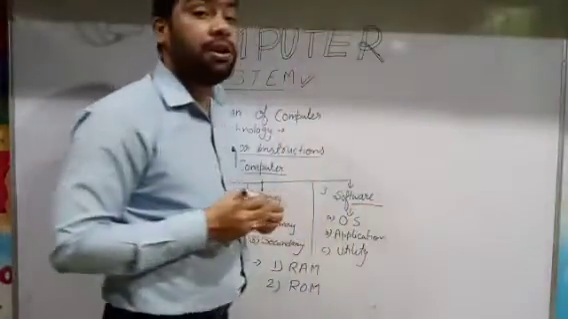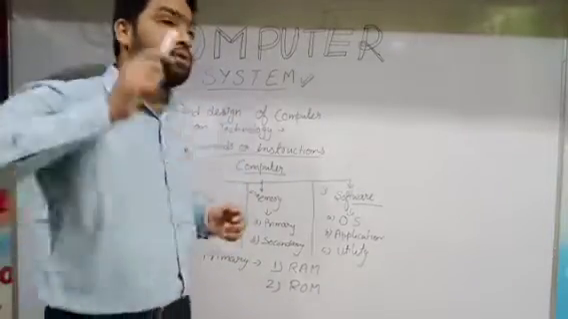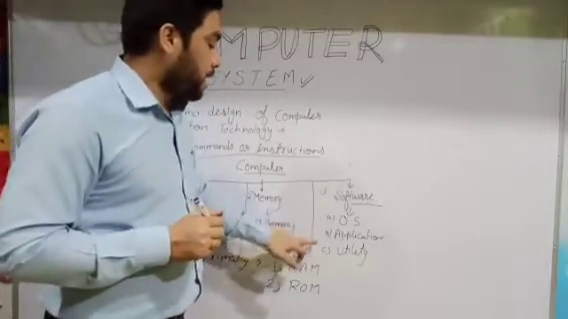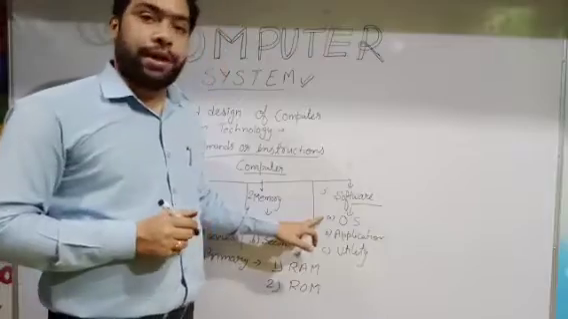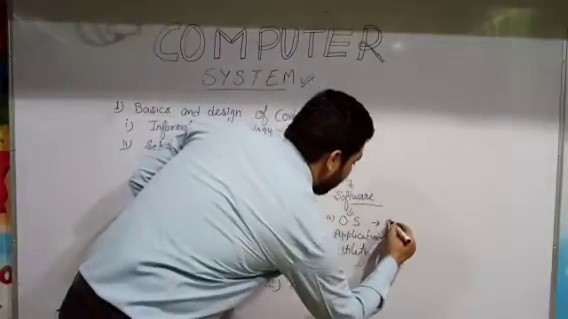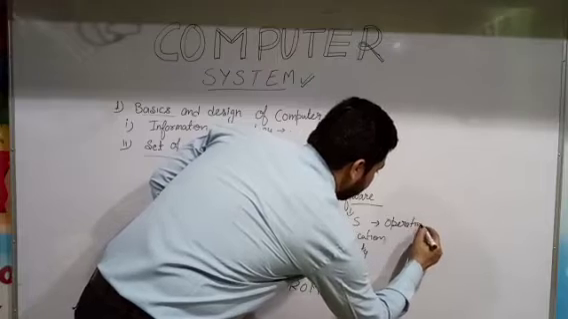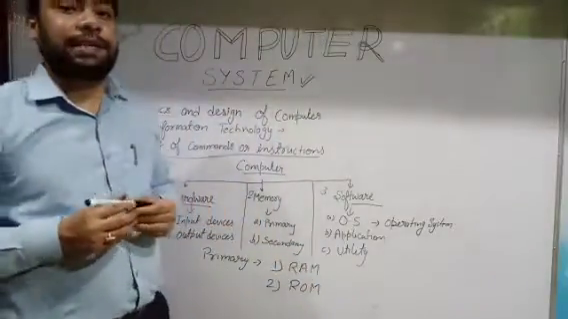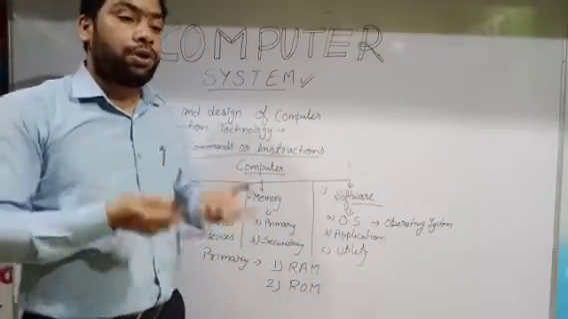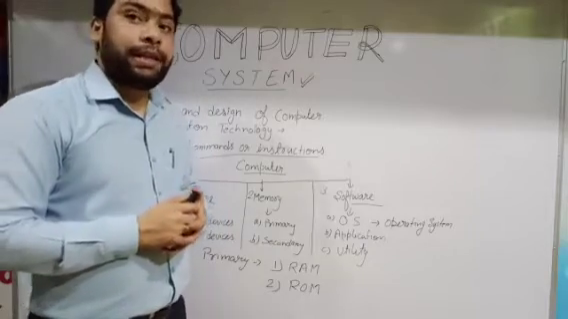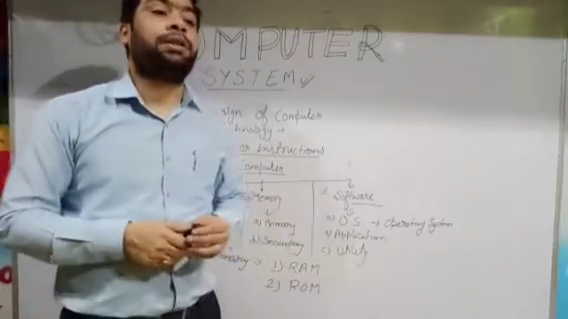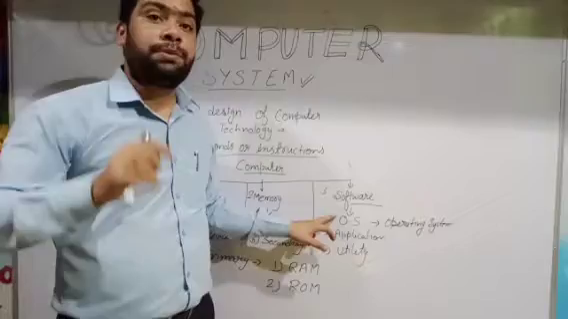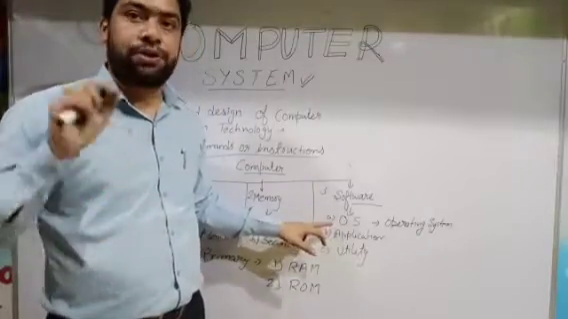Software is the main thing of the computer, because without software we are not able to do any operation on a computer system. Software is of three categories. The first one is OS, that means operating system. Whenever we switch on our computer or mobile, the software that appears on the screen is called the operating system. OS is responsible for any kind of task or operation on the computer.